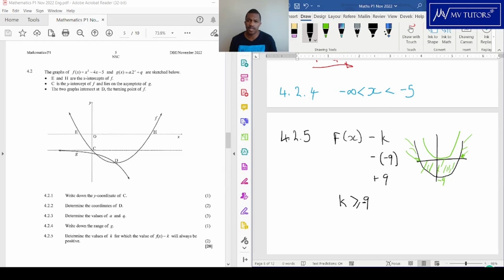Okay, because we are currently given a negative sign there. To make it positive, the k has to be negative. So any value that's greater or equal to -9 will make sure that this graph is always positive.